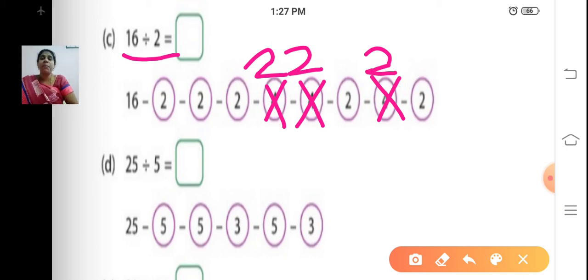Now tell me how many times they have subtracted. If you want you can do it like this, or else leave it. Now we'll do repeated subtraction. We have some more sums, so we'll do that there itself. No need to write all these things.